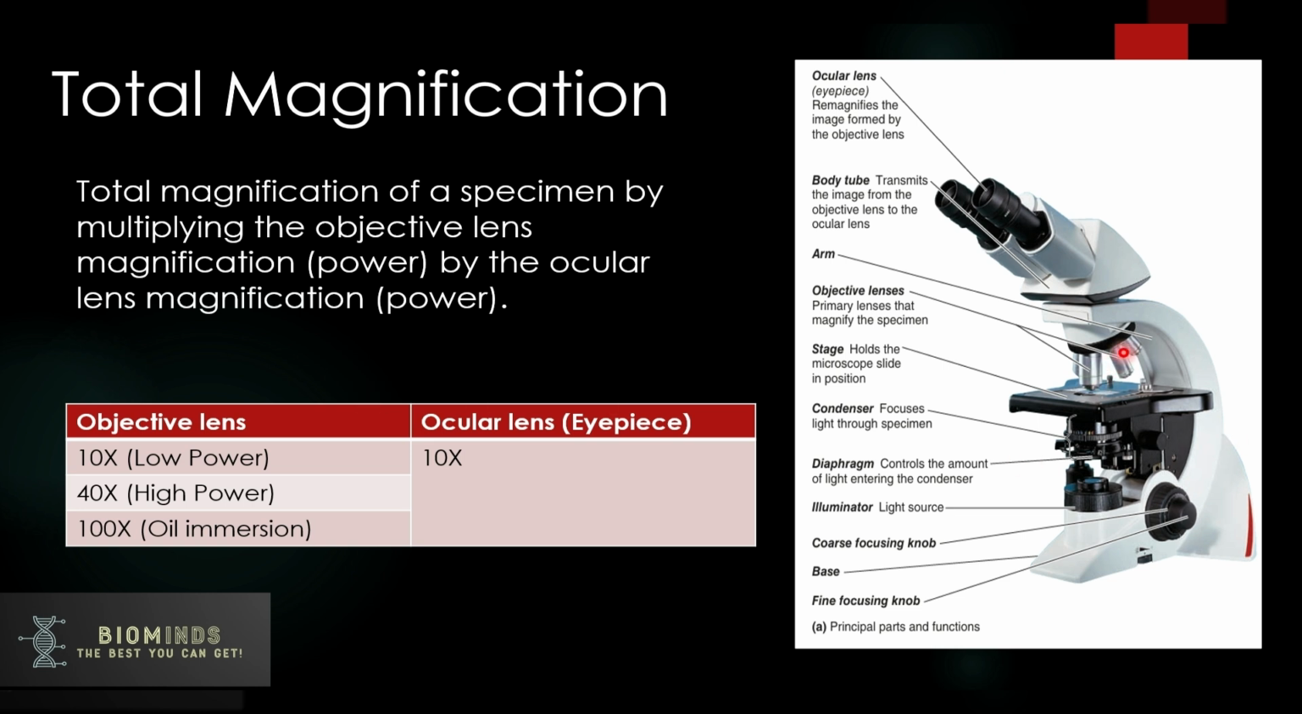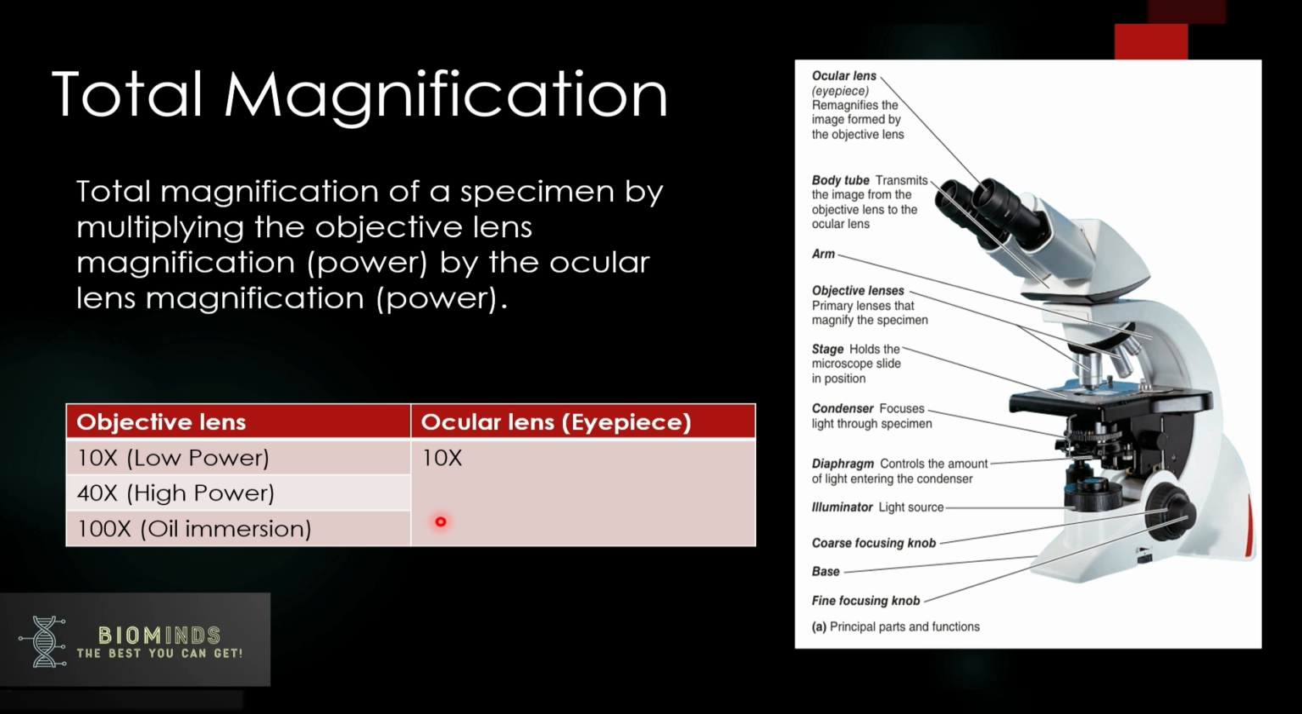So we have the objective lens. In the objective lens we have three different lenses: 10x, which is low power; 40x, which is high power; and 100x, which is also high power, but it is an oil immersion lens. The ocular lens has only one power, which is 10x here. Multiplying by this, you will get the total magnification of the microscope.